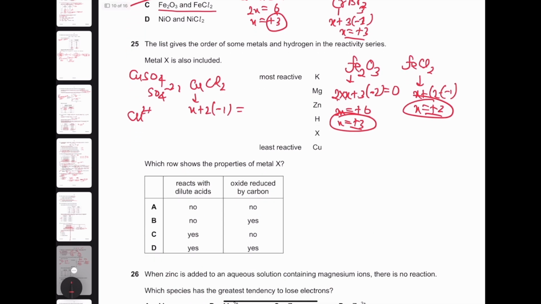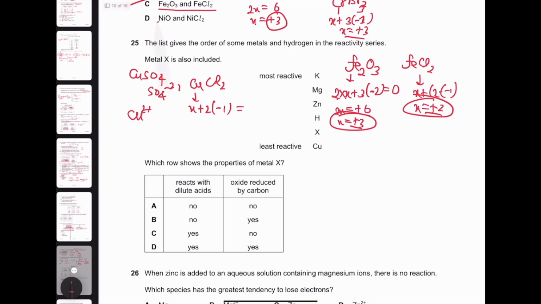Now let's also check why D is wrong, because it appears that it might be correct as well. Let's see. NiO, NiCl2.